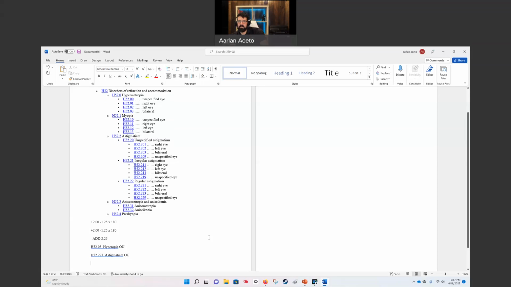And you'd have H52.4, which is presbyopia. And there is no modifier for right or left because it's always OU. So if you had this patient here and you're filling out an insurance claim, the reason why you gave them glasses, the reason why you gave them progressives, the reason why you gave them straight tops, the reason why you gave them an eyeglass frame was H52.03, H52.223, and H52.4.